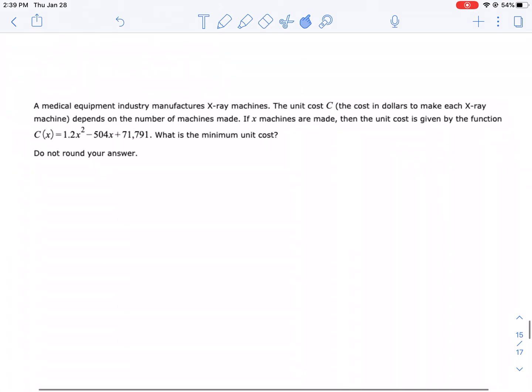Okay, a word problem here. And the one thing I want you to notice, and I think that's where we made the mistake, is you rounded. Don't round. So if we take a look, it says a medical equipment company manufactures x-ray machines. The unit cost C to make every x-ray machine depends on the number of machines made. If X machines are made, the unit cost is given by this function. What's the minimum unit cost?